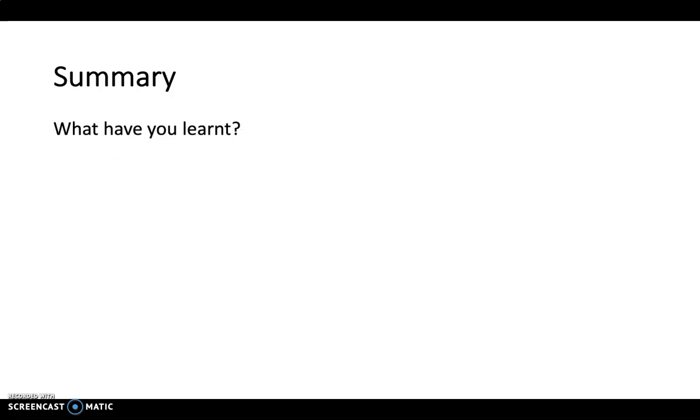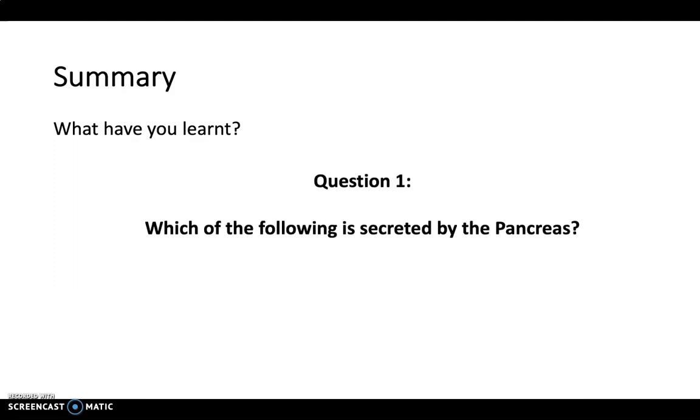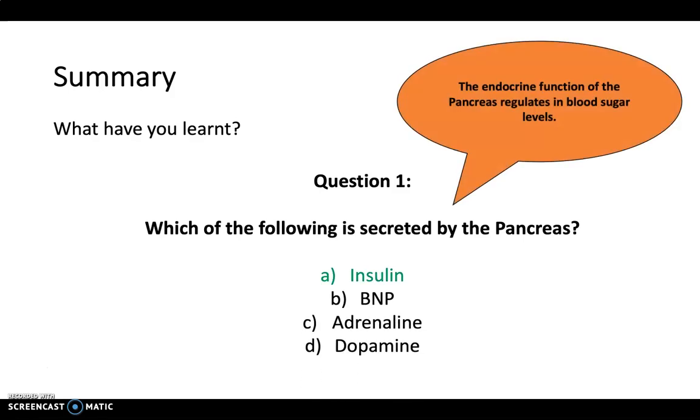Okay, so let's have another look at those questions. So which of the following is secreted by the pancreas? Insulin, BNP, adrenaline, or dopamine? And hopefully you remember that it's actually insulin. And insulin and glucagon both play a role in the endocrine function of the pancreas in regulating blood sugar levels.